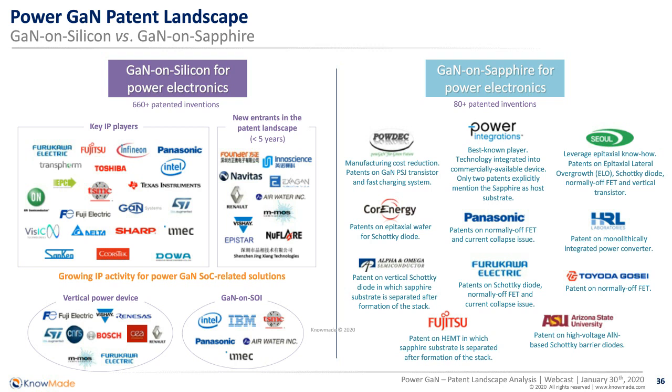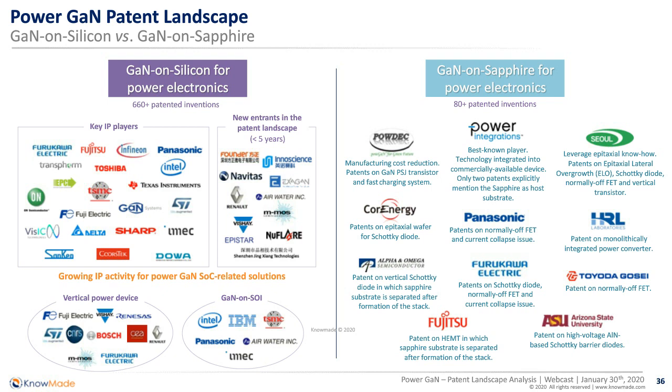Regarding new entrants in the power GaN patents for GaN on silicon technology, China has made an impressive move into this landscape with numerous new entrants since 2017. Mainly, we can mention Thunder Microelectronics and InnoScience. And other noticeable new entrants are Renault, Air Water, NMOS Semiconductor, Delta Electronics, Vishay, and Epistar. And in the last year, we observed a growing patenting activity for power GaN system and chip solutions, in particular with patents of Infineon, Intel, and Navitas.